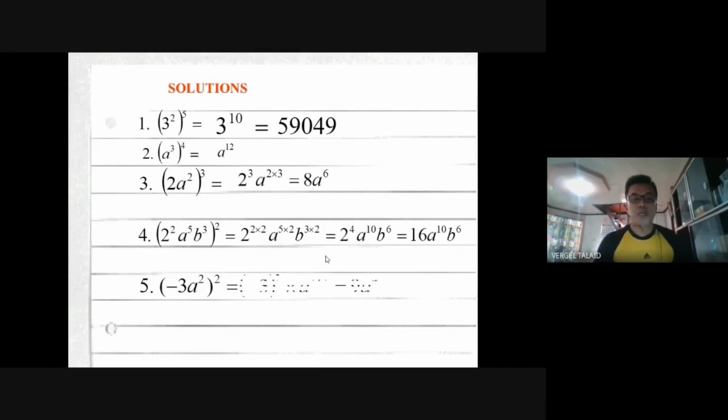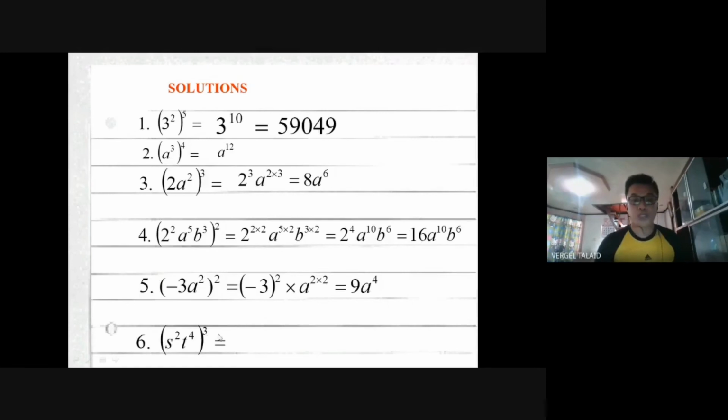Now, for number 5, that is negative 3 raised to the power of 2. Do not multiply negative 3 by 2, because negative 3 is not an exponent. It is a base, or a numerical coefficient. That is positive 9, because it is negative 3 times negative 3. 2 times 2 is 4. So that is 9a to the power of 4.